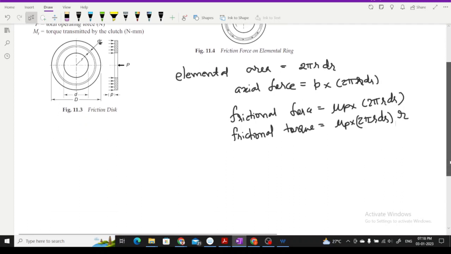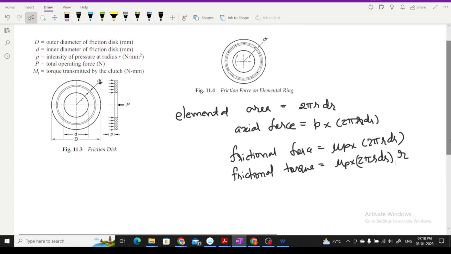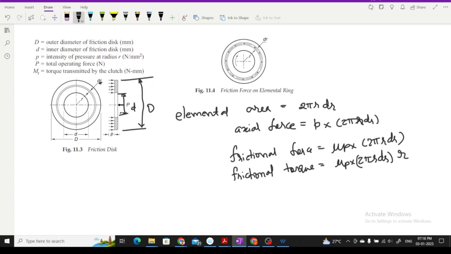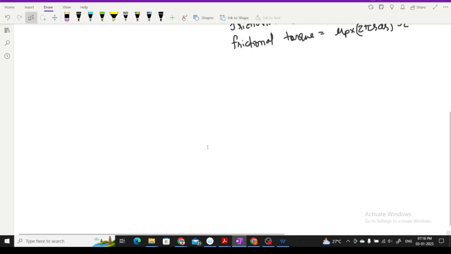Now here we consider only that simple element. Looking at this figure, the disk has frictional lining in this particular area, which is mentioned from small d to capital D, right? If you consider this as the inner diameter and this as the outer diameter, the frictional lining is provided in this area. So we have considered the frictional force and torque for this element only, for now. In order to get the total force and total frictional torque, we need to integrate over this area, right? So let us integrate to get the total force P.